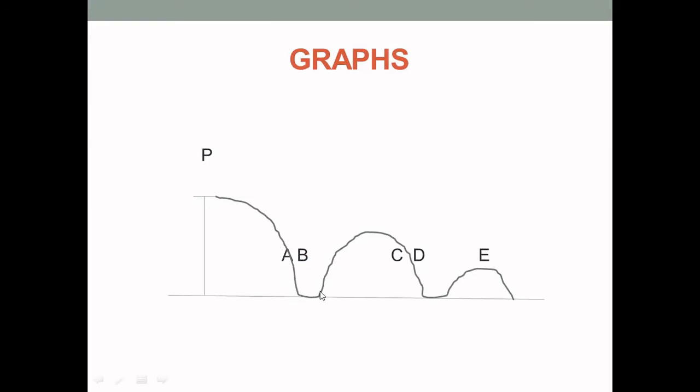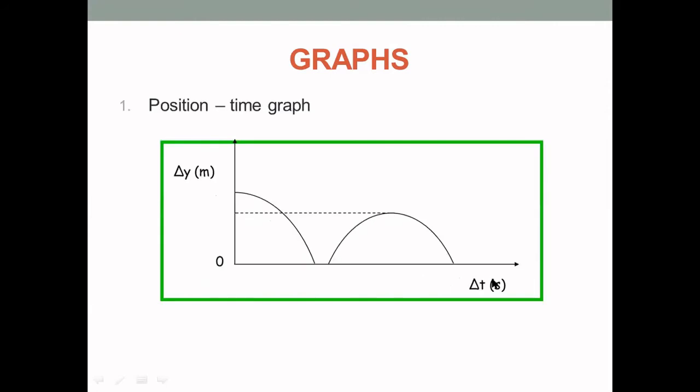The first phase is when the object leaves the ground until it hits the ground again at point C. Then from point D, the object, after the second bounce, leaves the ground and hits the ground again at point A. That is another phase. So we have the first phase here, the second phase, and the third phase.